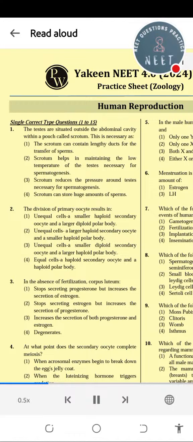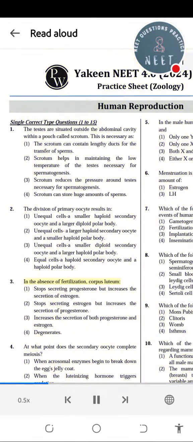2. The division of primary oocyte results in: 1. Unequal cells, a smaller haploid secondary oocyte and a larger diploid polar body. 2. Unequal cells, a larger haploid secondary oocyte and a smaller haploid polar body. 3. Unequal cells, a smaller diploid secondary oocyte and a larger haploid polar body. 4. Equal cells, a haploid secondary oocyte and a haploid polar body.